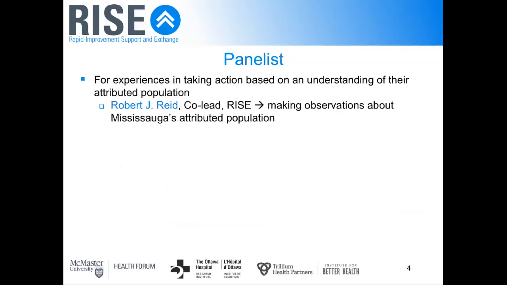We just have one panelist today. We had a number lined up, but unfortunately a number of events happened on the weekend that meant that people we were expecting today couldn't join us. But we have Rob Reed, who's going to be making some observations about Mississauga's attributed population, and we still have a map in from one of the teams that we were planning to have as panelists. So we've removed a little bit of the content because of the shift in panelists, but we still have one map that we'll use to illustrate some points.